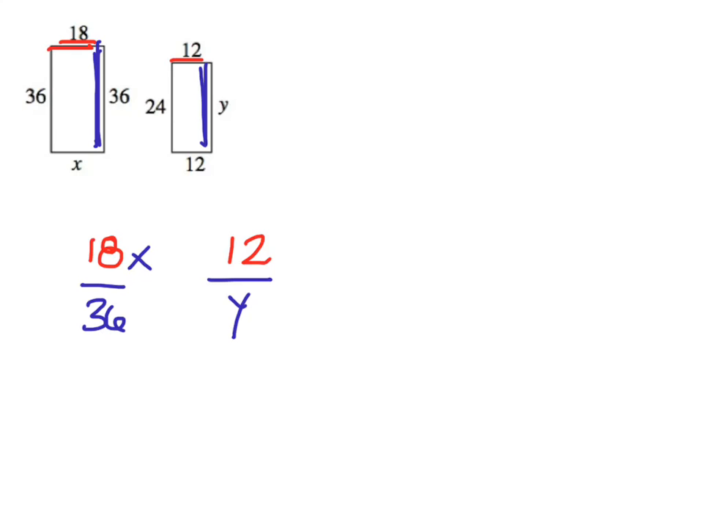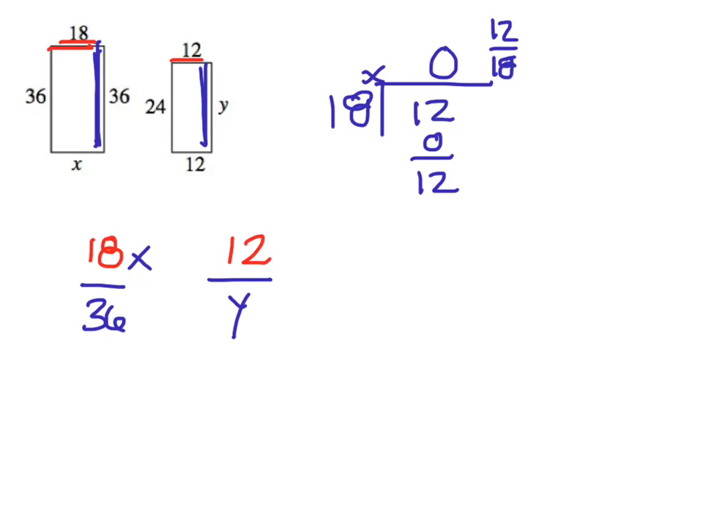So, you know, you could do a number of different things, right? We could cross multiply if we want, but these numbers are so big they kind of scare me. So I'm going to ask myself instead, really, 18 times what is 12, right? 18 goes into 12, or can be taken out of 12 zero times, and I have 12 left over. 12/18. And that is going to simplify to 2/3. Okay, 2/3 is my scale factor.